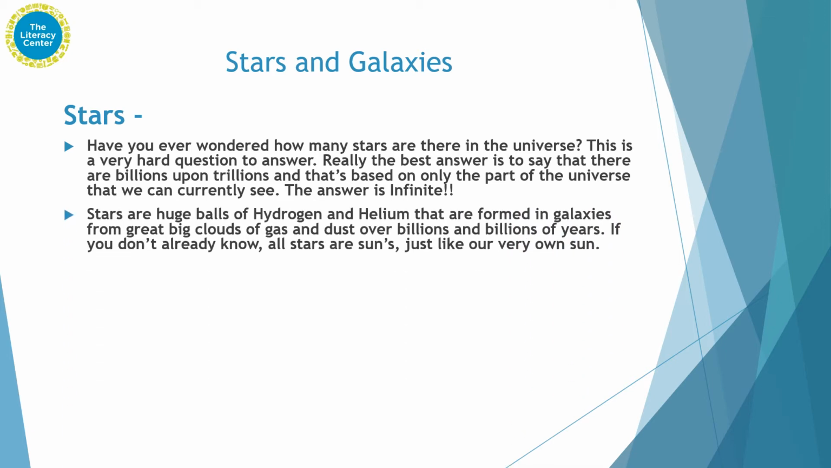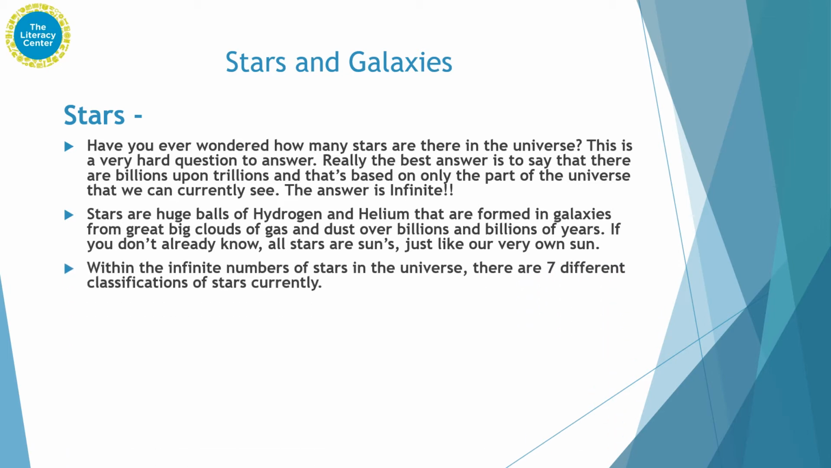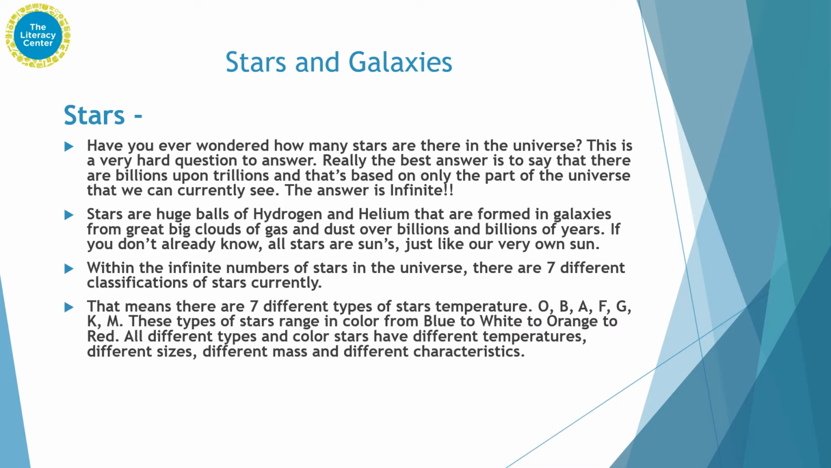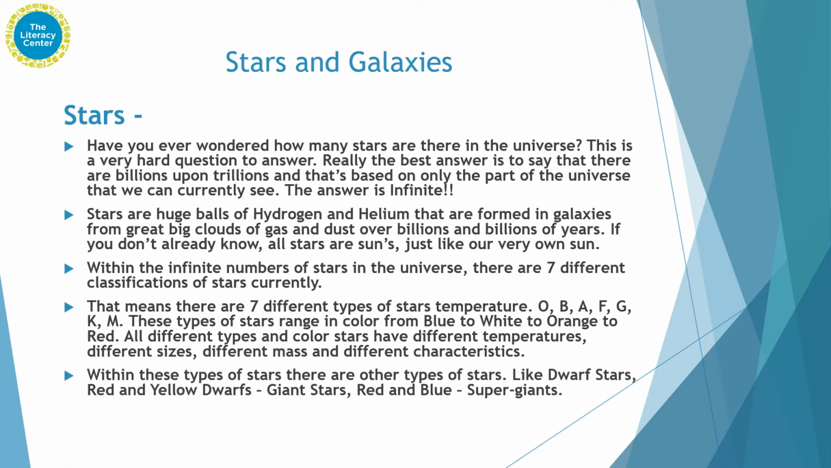Stars are huge balls of hydrogen and helium that are formed in galaxies from great big clouds of gas and dust over billions and billions of years. If you don't already know, all stars are suns, just like our very own sun. Within the infinite number of stars in the universe, there are 7 different classifications of stars currently. That means there are 7 different types of star temperature: O, B, A, F, G, K, and M. These types of stars range in color from blue to white to orange to red. All different types and colors of stars have different temperatures, different sizes, different mass, and different characteristics. Within these types of stars, there are other types of stars as well, like dwarf stars, red and yellow dwarfs, giant stars, red and blue supergiants.